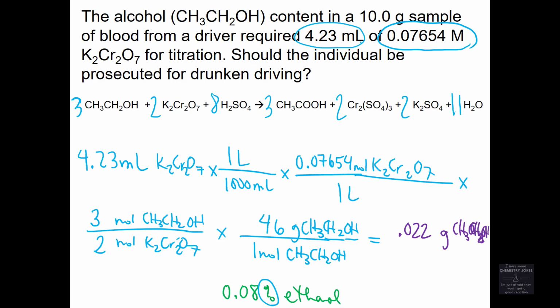Well, this is not percent ethanol. We want to know percent. So we need to divide by the 10-gram sample to get a percentage number. When dividing by 10 grams, we get 0.22% ethanol. And 0.22% ethanol, that is greater than the legal limit. That person should absolutely be prosecuted.